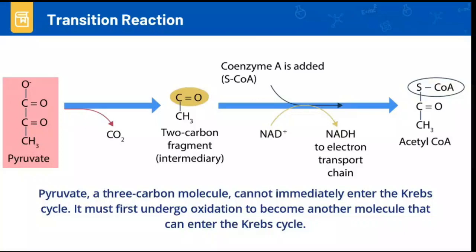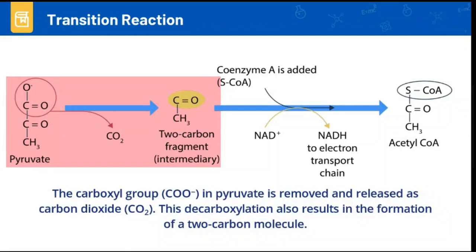So after glycolysis, pyruvate molecules enter the mitochondrion, given that the condition is aerobic, meaning there is a presence of oxygen. Upon entering, your pyruvate is converted into acetyl coenzyme A. This process starts when the carboxyl group in pyruvate is removed and released as carbon dioxide. This is what you call decarboxylation. It also results in the formation of a two-carbon molecule. Then this two-carbon molecule undergoes oxidation and becomes acetate.